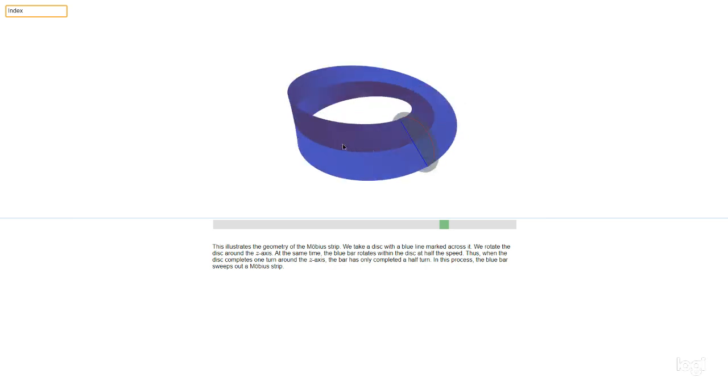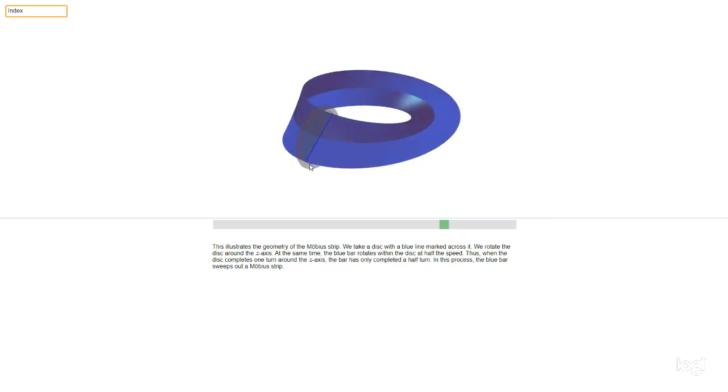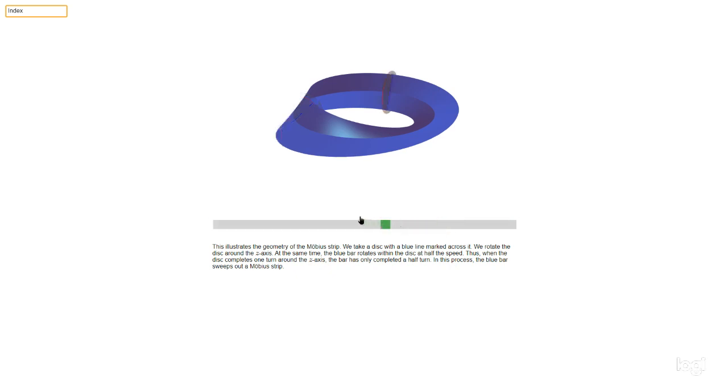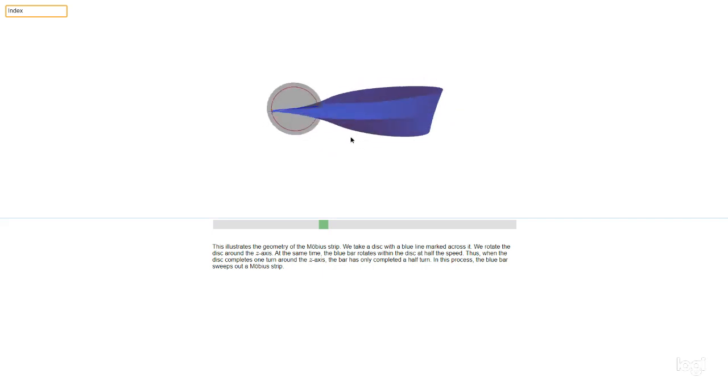Okay, so we made this Möbius strip by starting with the disk, as shown here. A disk with a red circle, and across the red circle we've got this blue line, a blue diameter. And what we want to do is to rotate the disk around the z-axis, like so. And as we rotate around the z-axis, the blue line is sweeping out the Möbius strip. But a key point about how this works is that the blue line is rotating more slowly than the disk is.